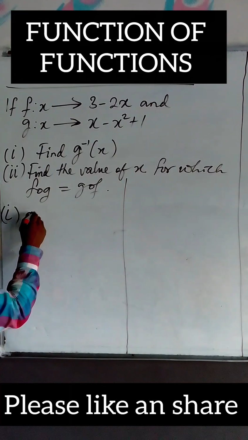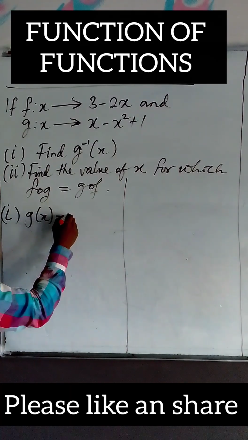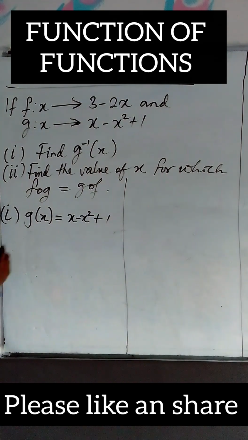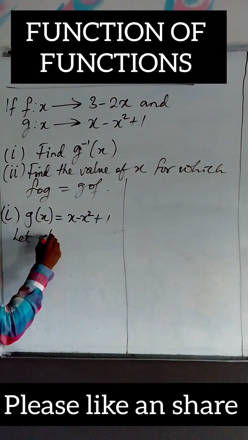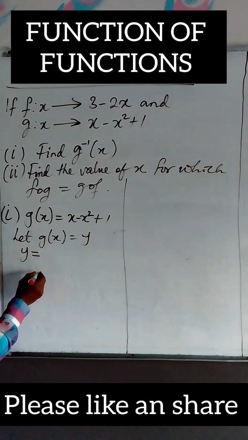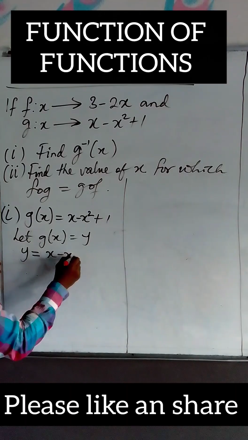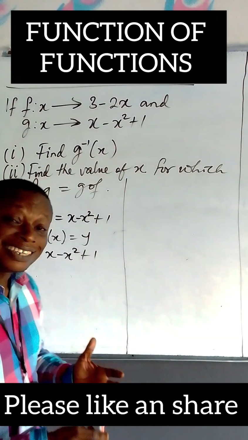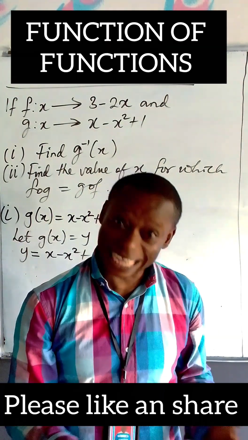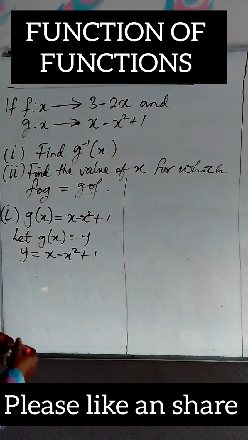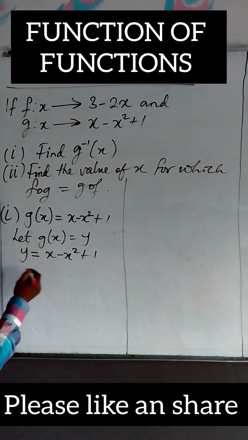The g function was given as g of x equals x minus x squared plus 1. So we can say let g of x equal y. So our y is x minus x squared plus 1. If we can make x the subject of the formula, then we change y to x, and we get the inverse function. So we are looking for x.